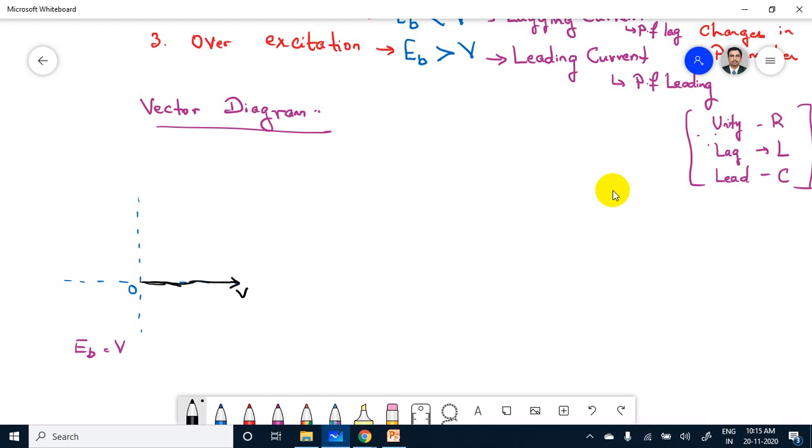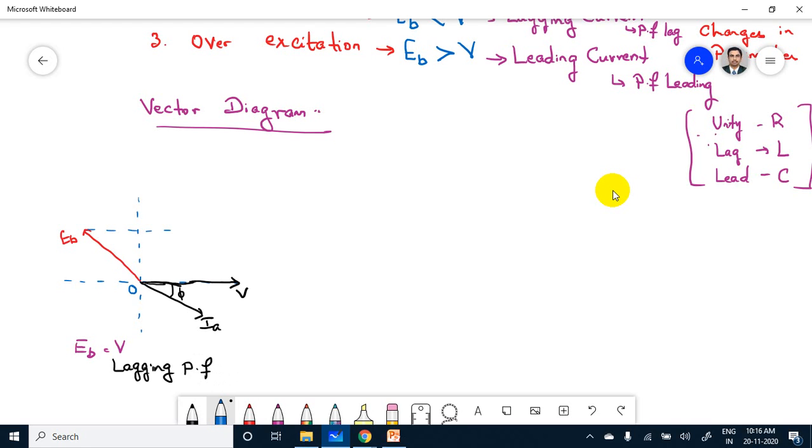During this time the armature current will be lagging, because this is the basic idea in a synchronous motor, and the angle will be phi. Here, when EB equals V, the power factor will be lagging, because based upon the current type, it is lagging power factor. Now the back EMF, this is EB.